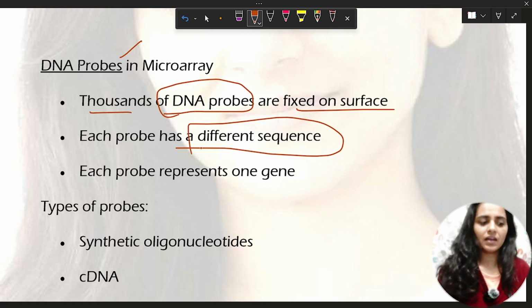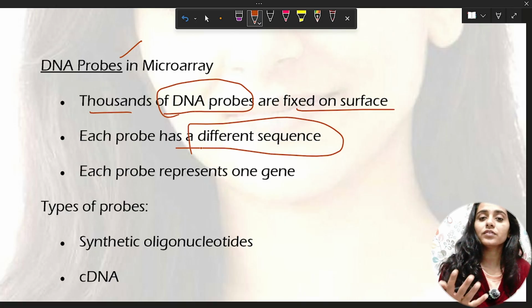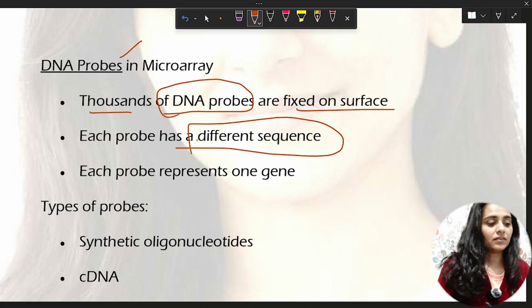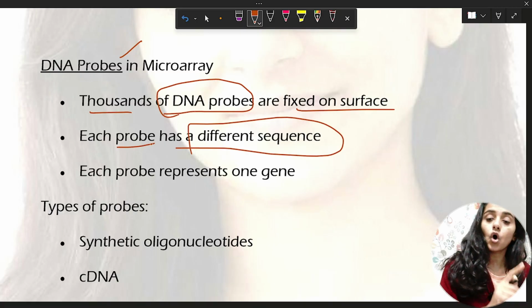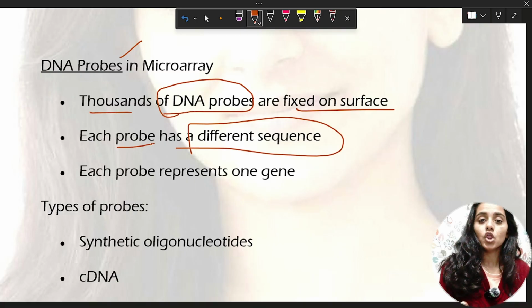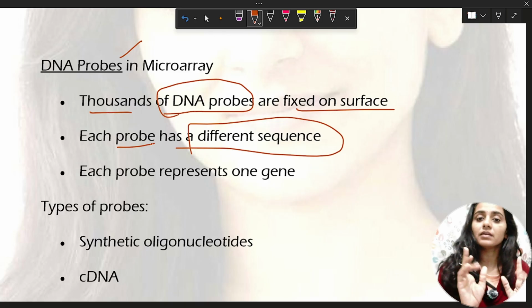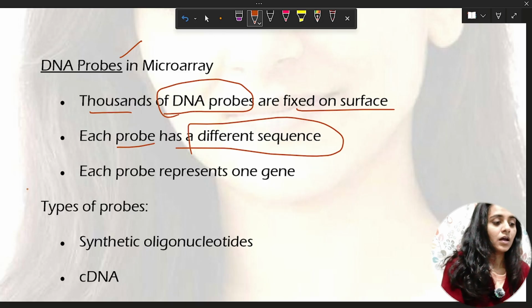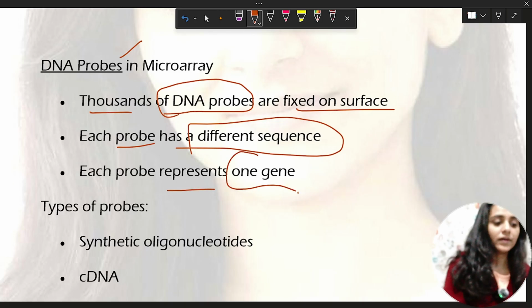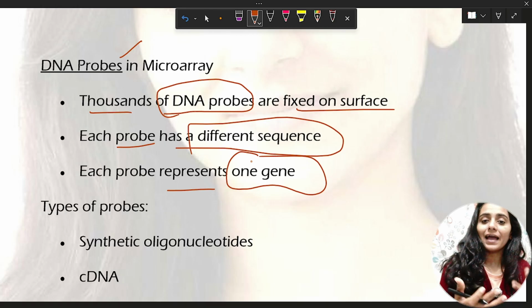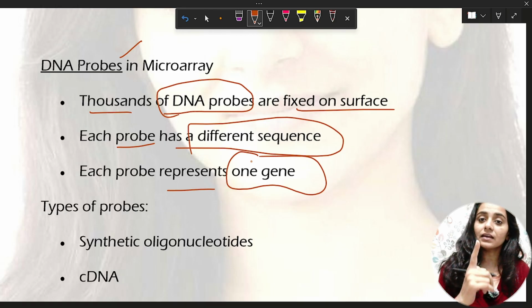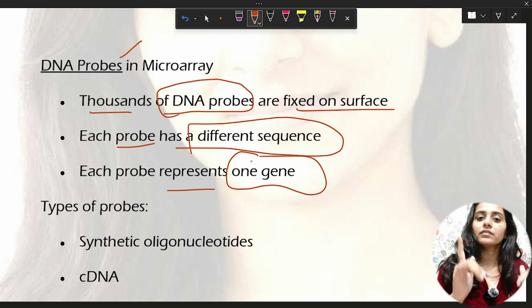If there were the same sequences, that would be used to check the expression level. In this, we are looking at different genes expressing, so there is a difference. That's why we are using all different probes. No single probe is similar to another. Each probe represents one gene. That's why a single gene is equal to a single probe.